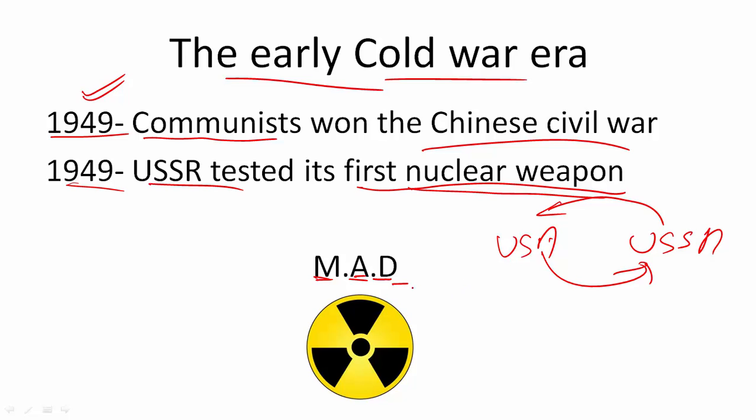So this is called mutually assured destruction, and this is the biggest reason that Cold War never became a hot war. Do you understand? Cold War, USA and USSR never fought directly, and one of the main reasons for this was mutually assured destruction, because if they started fighting openly, then both of them could have been destroyed.